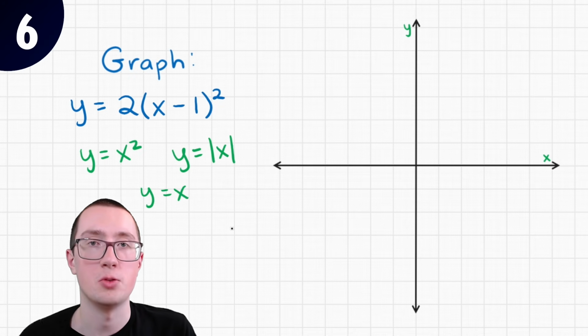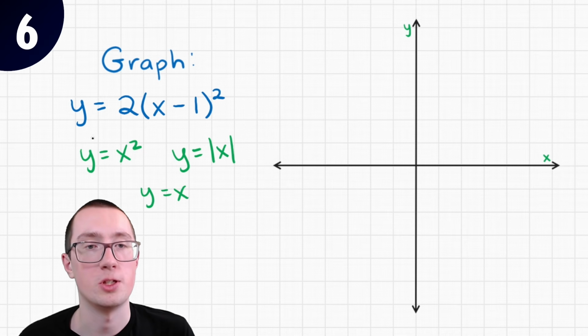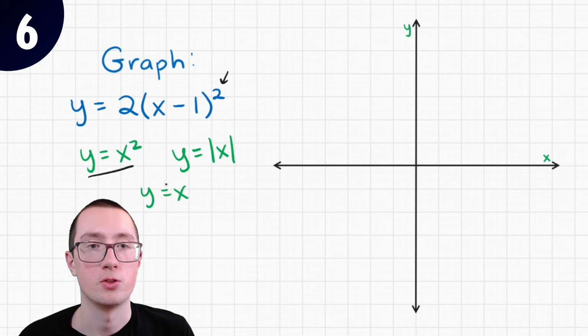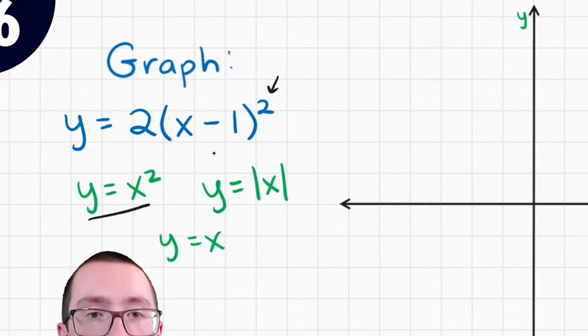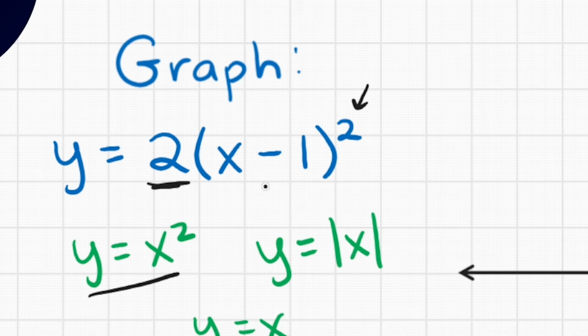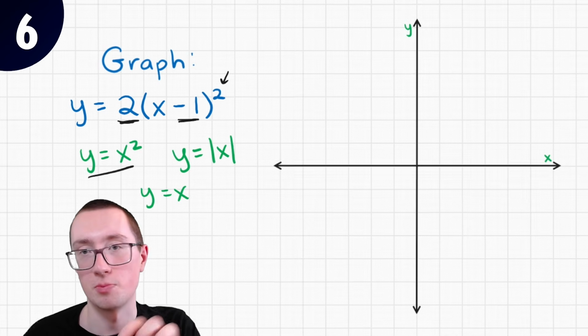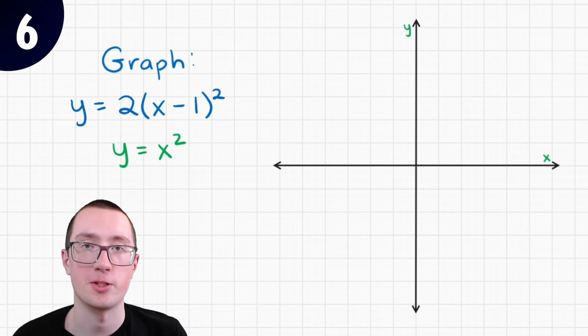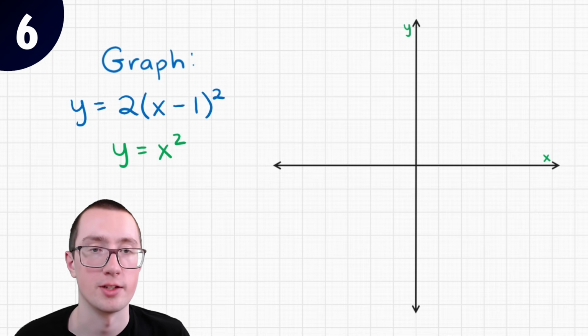But which one are we going to be using for this problem? Well, we're going to be using y equals x squared because we have a squared here. So we're basically going to graph y equals x squared. And then we're going to ask ourselves, what is this 2 doing to the graph? And what is this minus 1 doing to the graph? And then we just make those adjustments. So let's start by just graphing y equals x squared. And this is going to be graphed the same way every single time, so this is something you can just memorize.